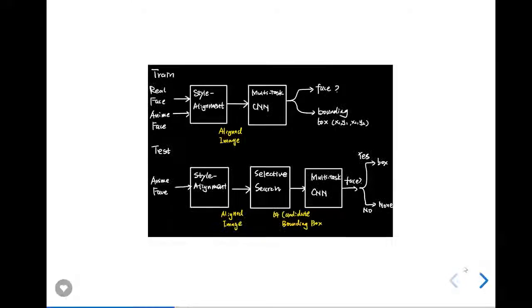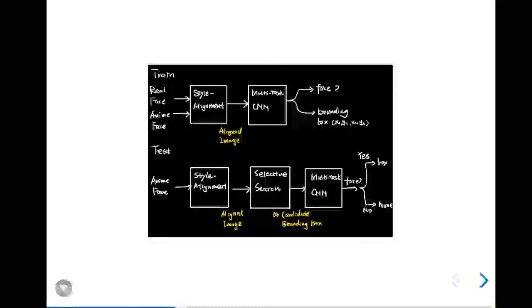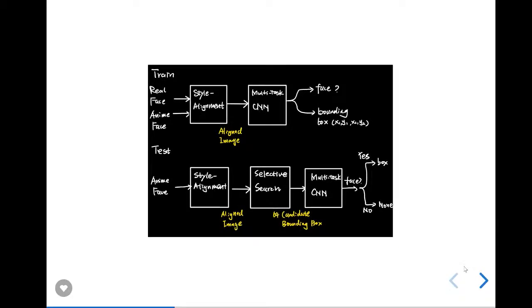And in the test process, we do style alignment on the animation image and do selective search to get candidate bounding boxes, and throw them into the multitask model to predict whether there is a face or not and get the bounding box of the animation face.